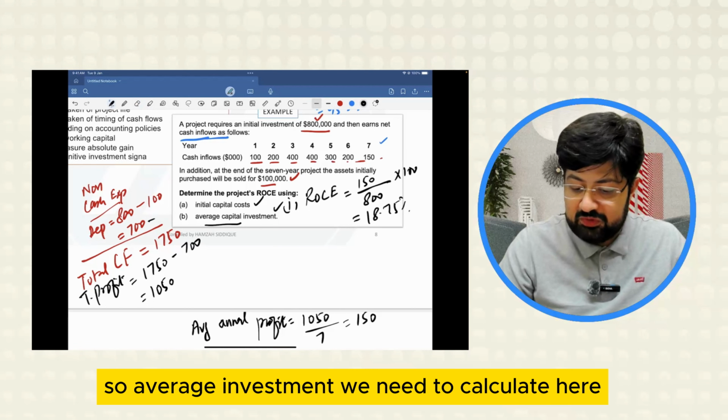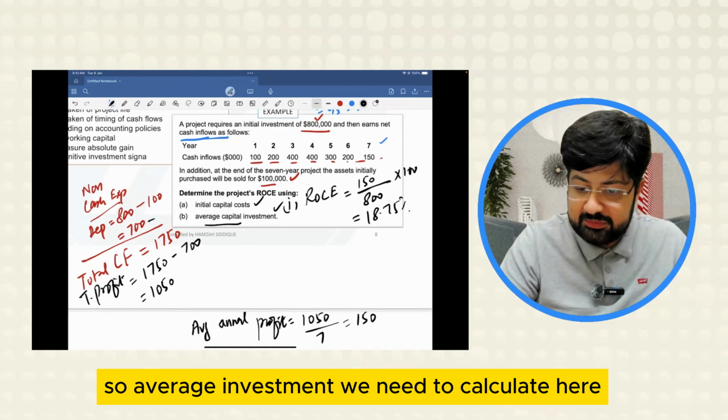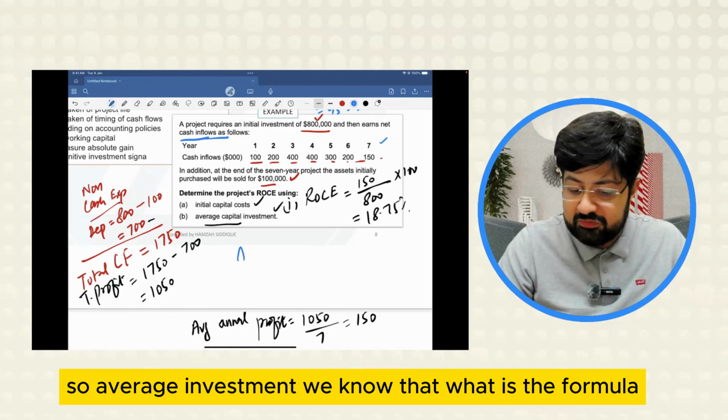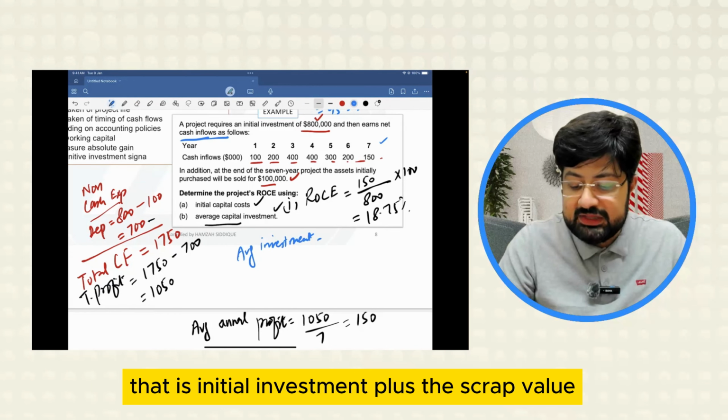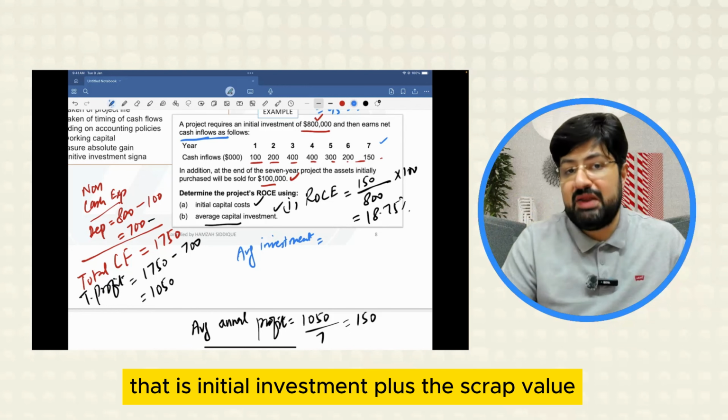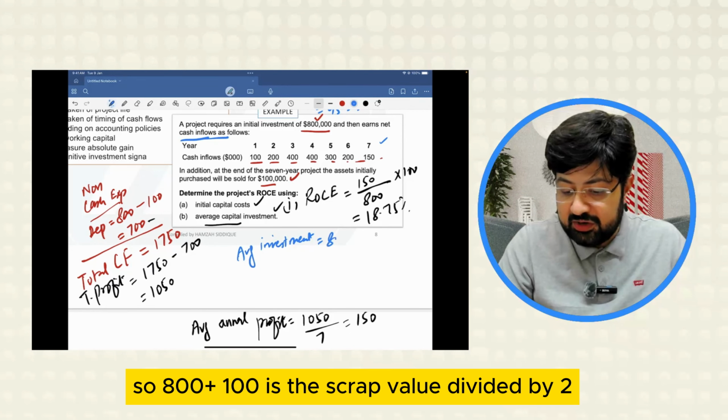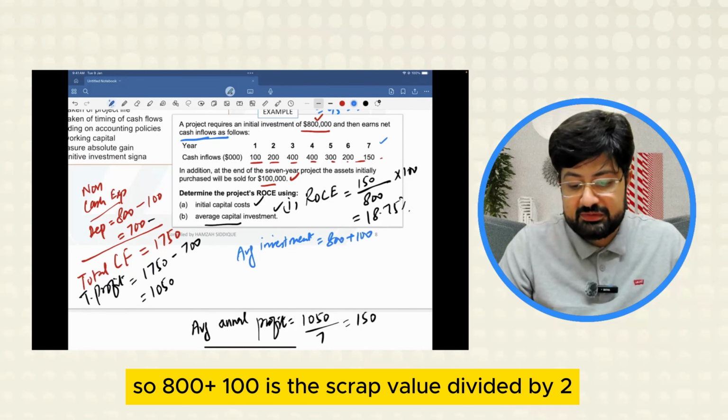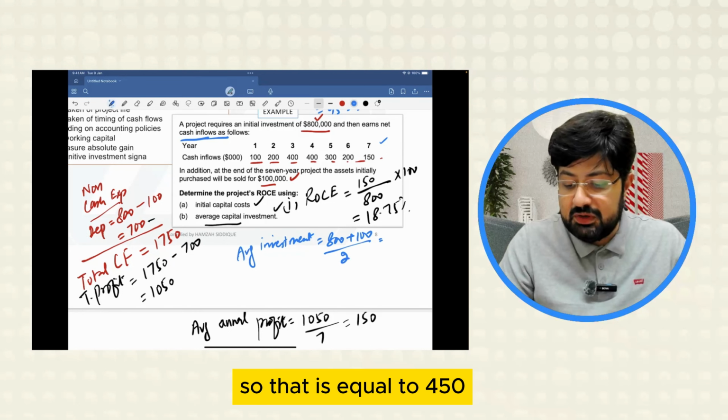So we need to calculate the average investment here. We know what the formula is: initial investment plus scrap value, divided by 2. So 800 plus 100, the scrap value, divided by 2. That is equal to 450.